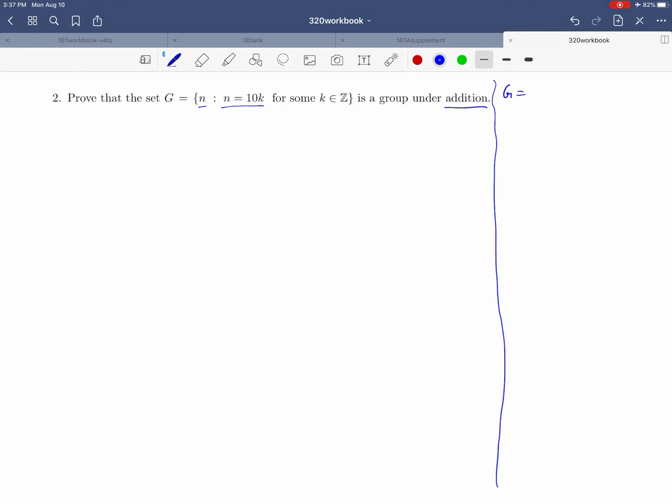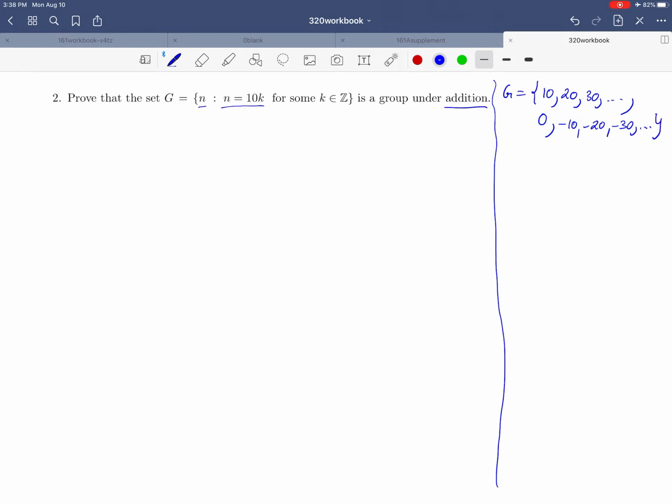What are some things that are in G? So G is all n such that n is equal to 10k for some k in Z. So what if k is 1? What do we have? We have the element 10. 10's in here. What if k is 2? Then we get 20. What if k is 3? We get 30. And so on. k can be an integer, so k could be 0. If k is 0, I get 0 in here. And k could also be negative, so I have minus 10, minus 20, minus 30, and all of those numbers in there.